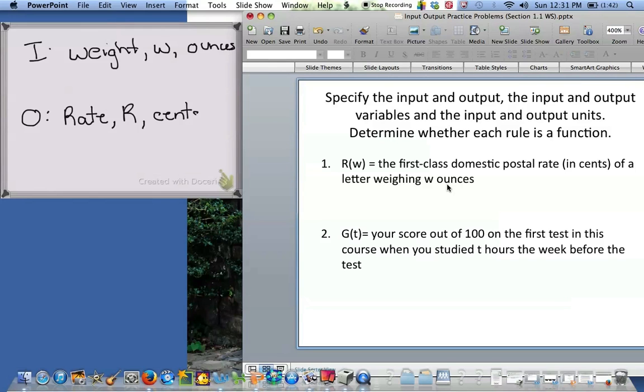Okay? And then the final part of this is determine whether the rule is a function. So will every possible input, a weight, have a different output? Could you weigh a 2-ounce letter and there be 2 different costs? No. A 2-ounce letter is going to have one fee associated with it. So yes, this is a function.